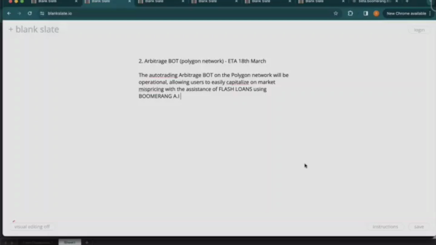And then there is third. So the third and recently discovered and tested mechanism is the auto trading bot.